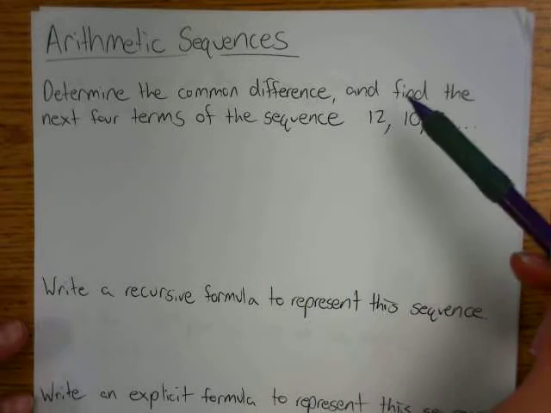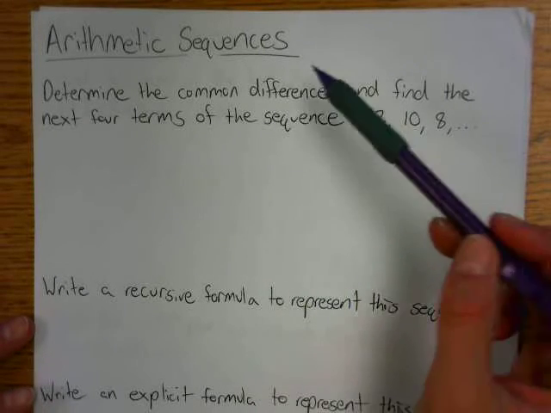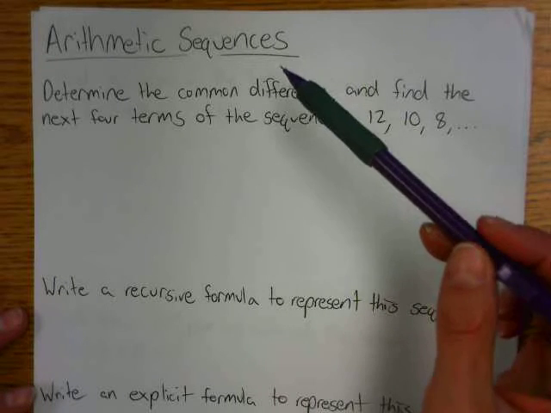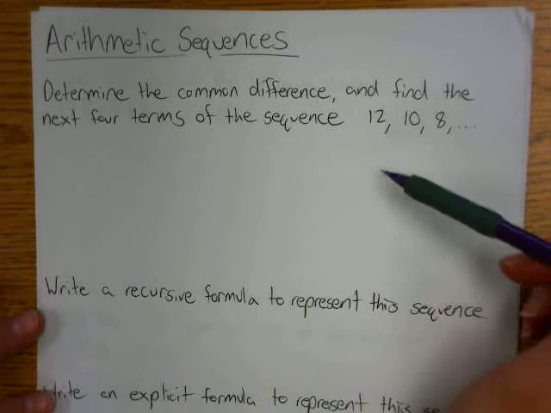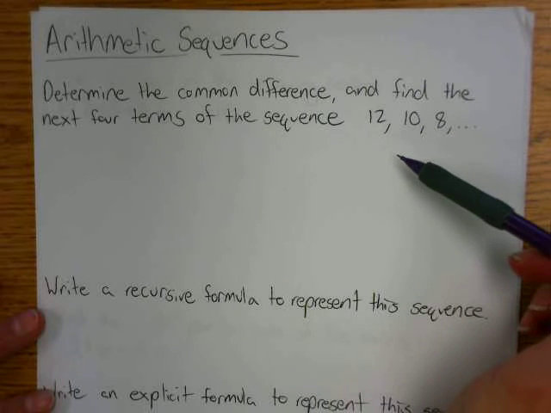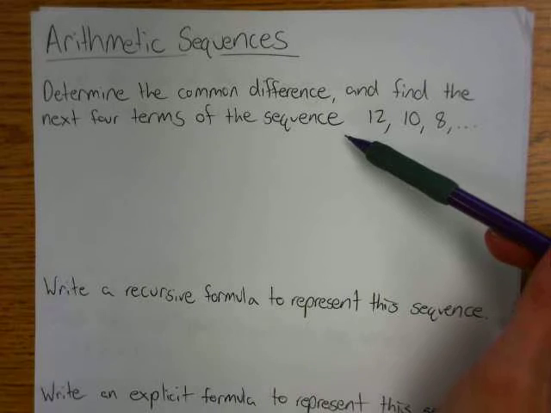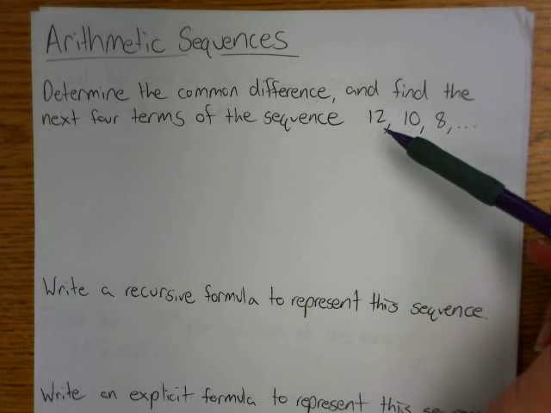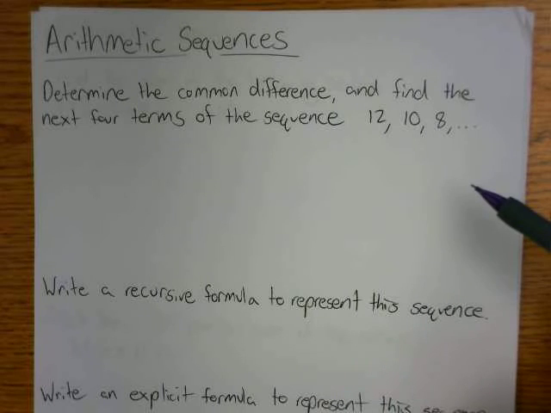Alright, y'all, so in this video I'm going to talk about a few of the basics of arithmetic sequences. So remember that arithmetic sequences are whenever we have a common difference, or we're adding or subtracting by the same number for each term. So it says right here to determine the common difference and find the next four terms of the sequence that goes 12, 10, 8, and so on and so on.